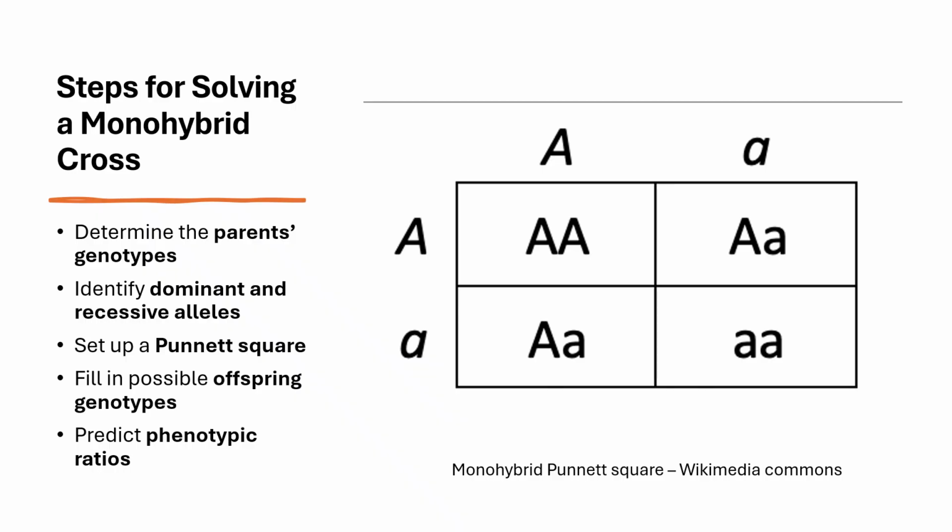These 5 steps will help you systematically solve any monohybrid cross question on the AP or IB exam. These steps are: determine the parent's genotypes, identify dominant and recessive alleles, set up a Punnett square, fill in possible offspring genotypes, and predict phenotypic ratios.